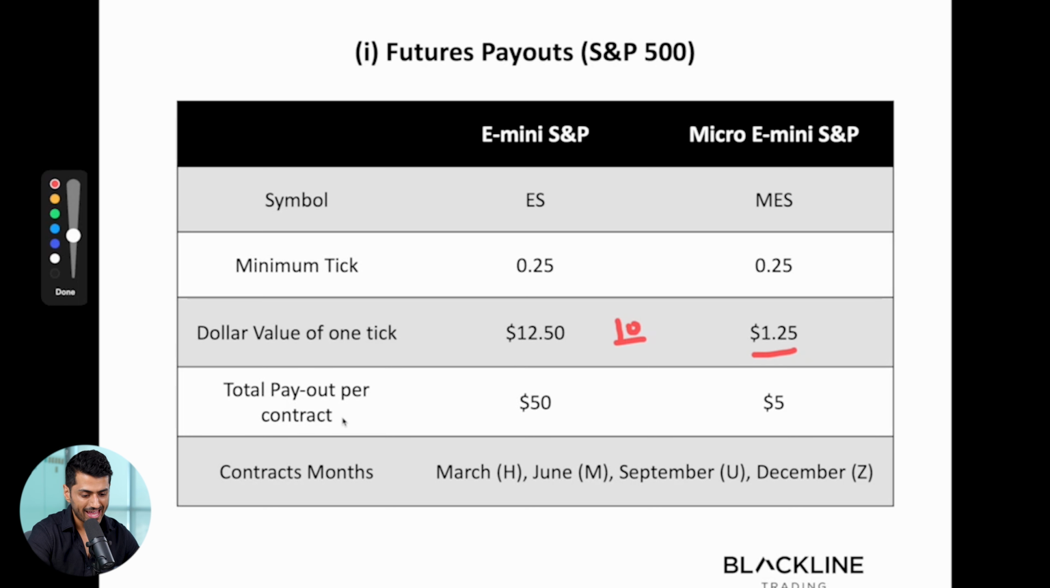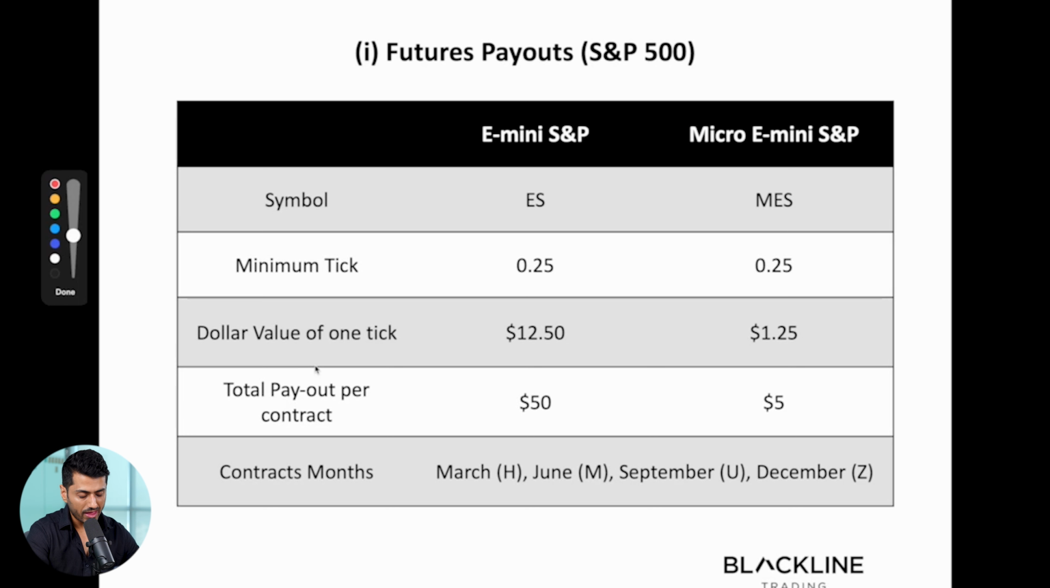Right? The total payout per contract is $50 for E-mini, and for micro S&P 500, it will be $5. So as you can see, the risk factor for the E-mini contract is much higher than the risk factor for the micro contract. So if you are a new trader who wants to trade futures, I think you definitely should start with micro contracts because you will have more control over your risk management. And once you are familiar with how futures move, then you can shift to trading the other product.